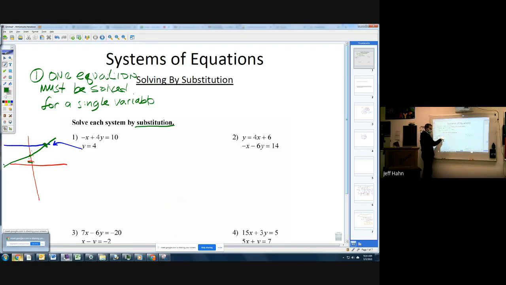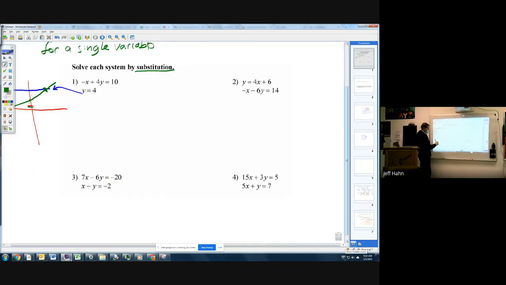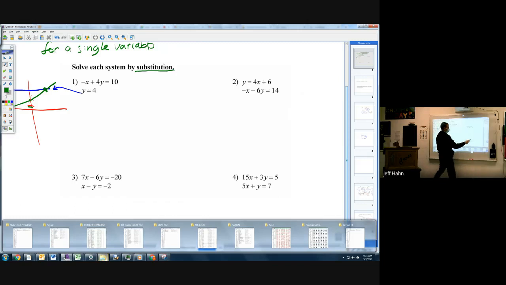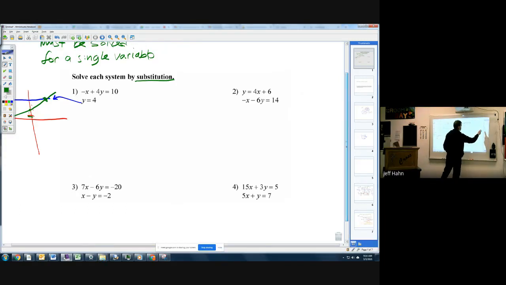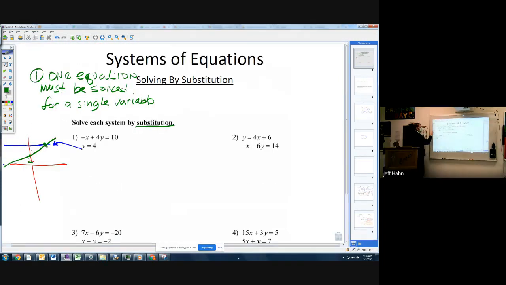In other words, this one says y equals 4, that y is by itself. Over here, this time the y is by itself, but it equals 4x minus 6. Down here, we'll get to that one. And if they're not, you're going to have to do that as your first step, but we don't have to do that just yet. Then step number 2, check this out. Watch how easy this is.